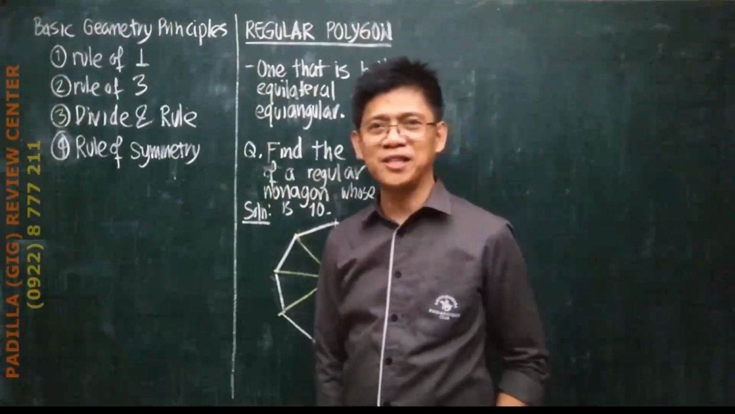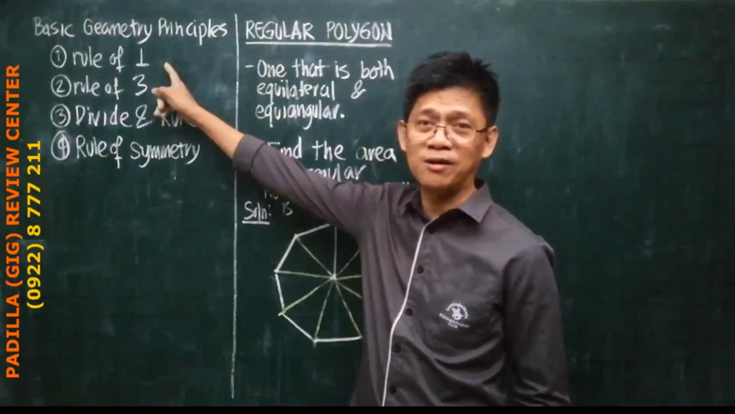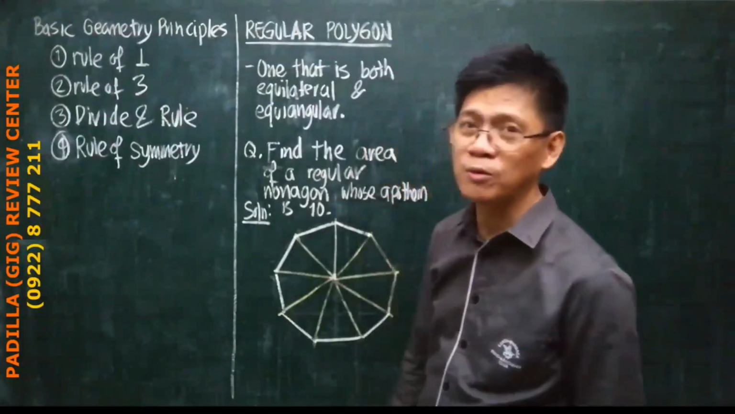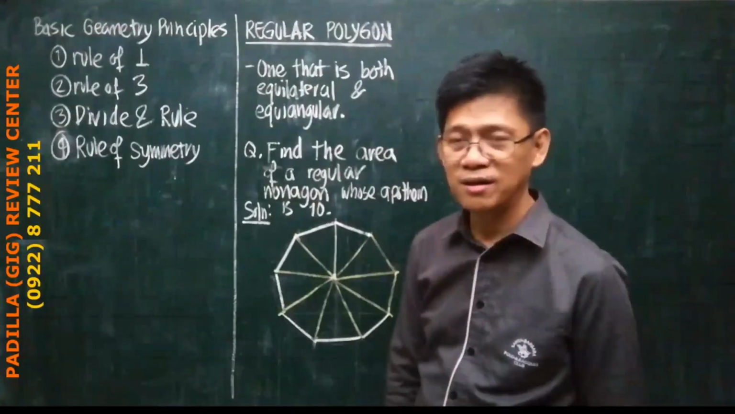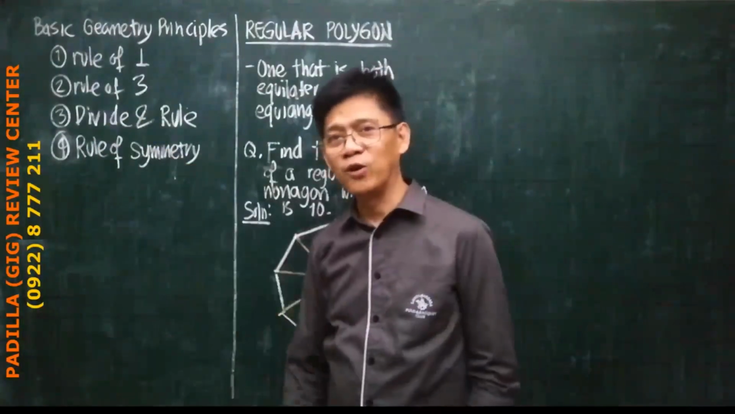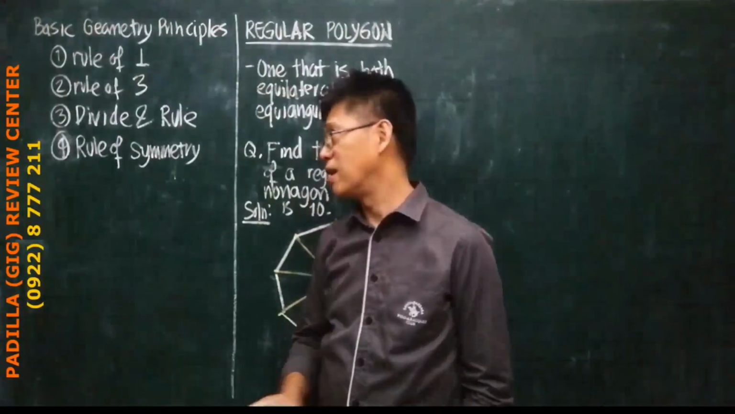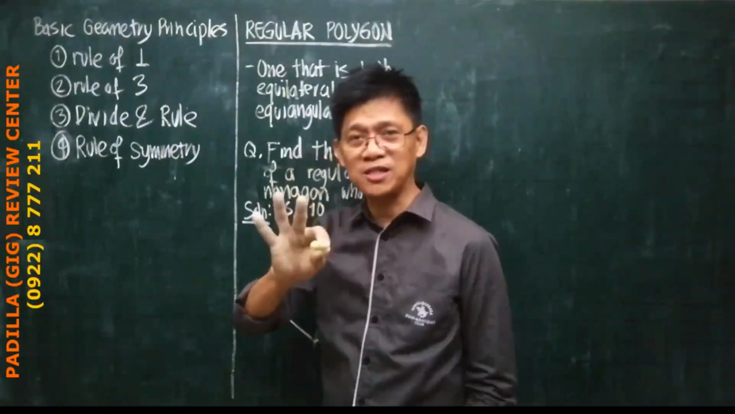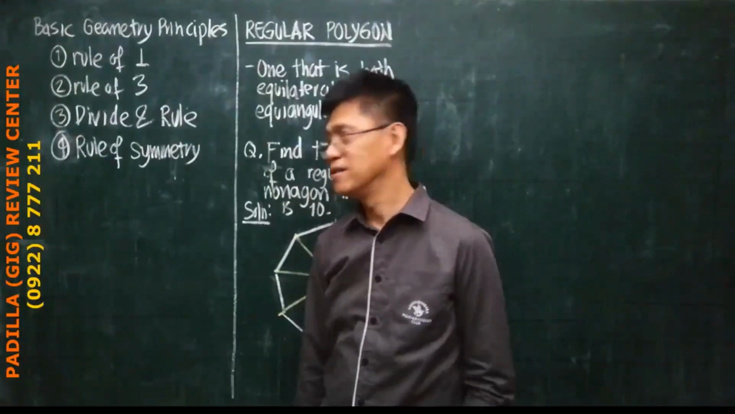Now, these are the basic principles in geometry. One is the rule of perpendicular. In solving areas and volumes, the two quantities that you will multiply must always be perpendicular. The rule of three: for an unknown side or angle of a triangle to be solvable, the known must be 3. It must be 3 sides, 2 sides and 1 angle, or 1 side and 2 angles.